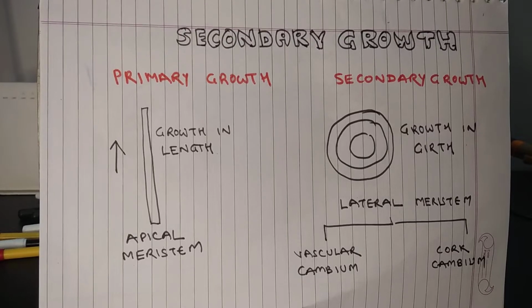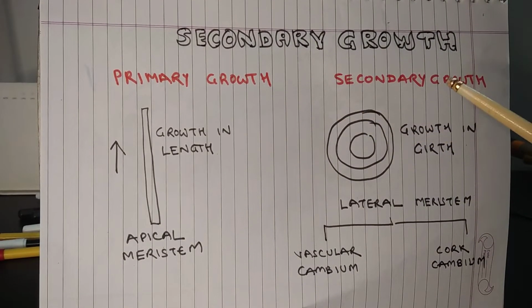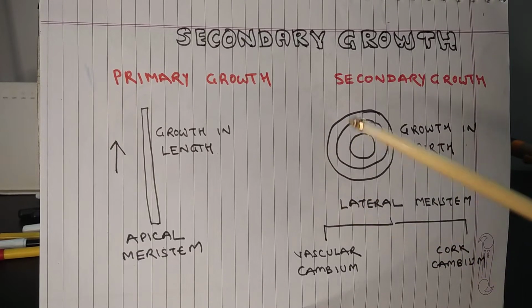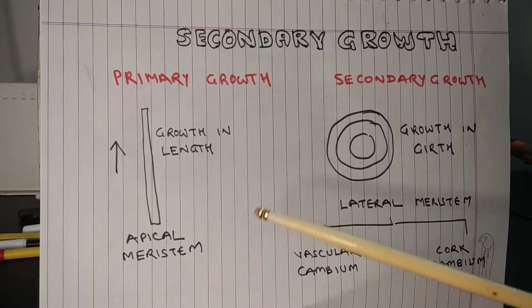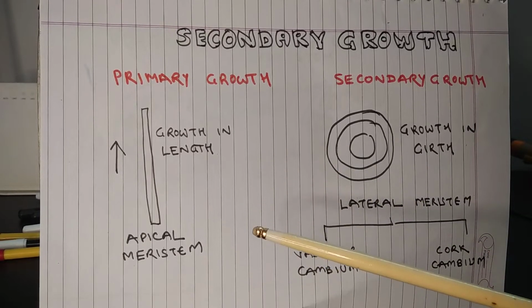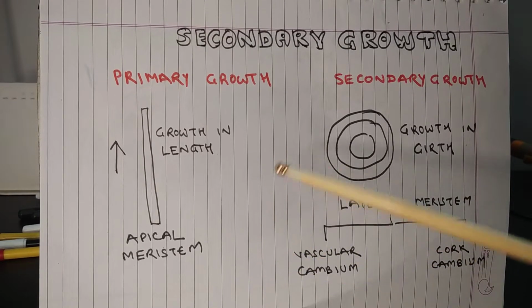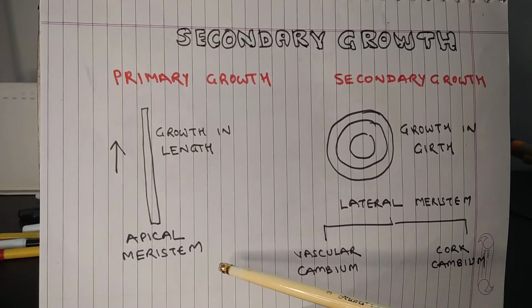In this lesson, you will learn about secondary growth in plants, and this lesson has been taken from class 11th biology. So there are two types of growth in plants. One is called primary growth and another is called secondary growth. The growth in length or longitudinal growth in a stem and roots is called primary growth. And the tissue responsible for primary growth is apical meristem.